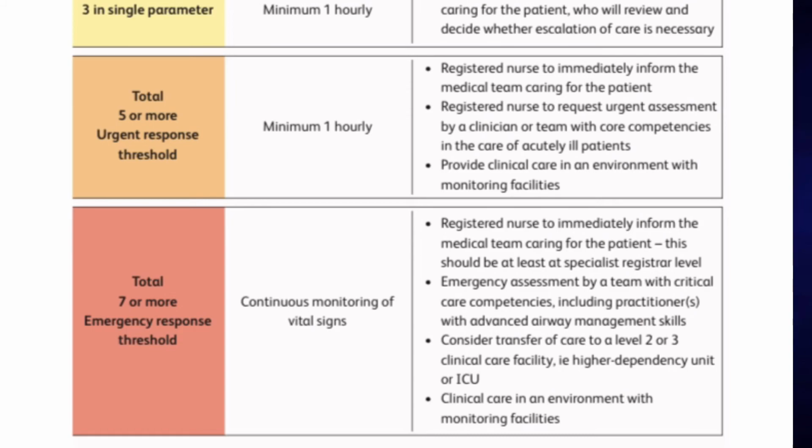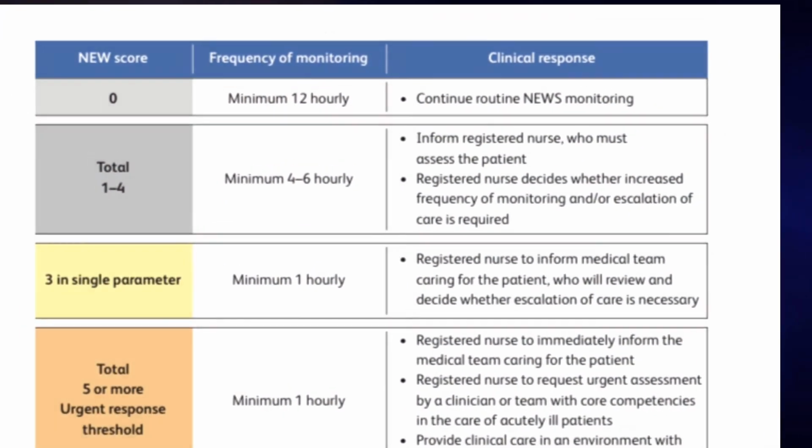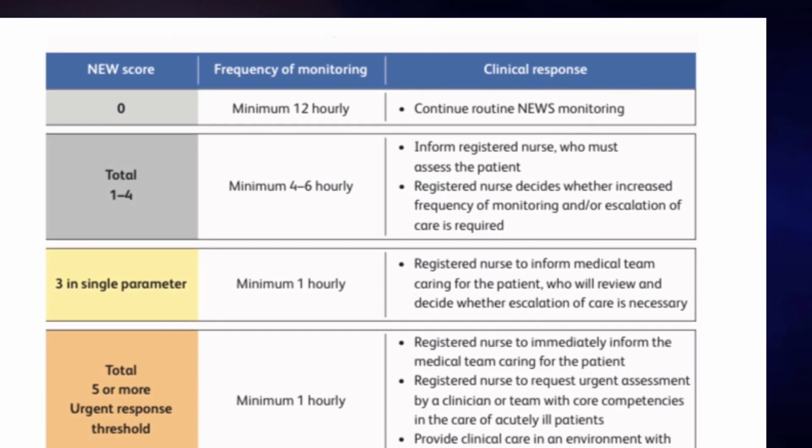If it is 1 to 4, then minimum 4 to 6 hourly, and a single parameter, 1 hourly. That is mostly what you have to remember. If your total is 5 or more, you have to do 1 hourly as well. Inform the clinician. You have to go through all the protocol. Next, how we need to record the new score.